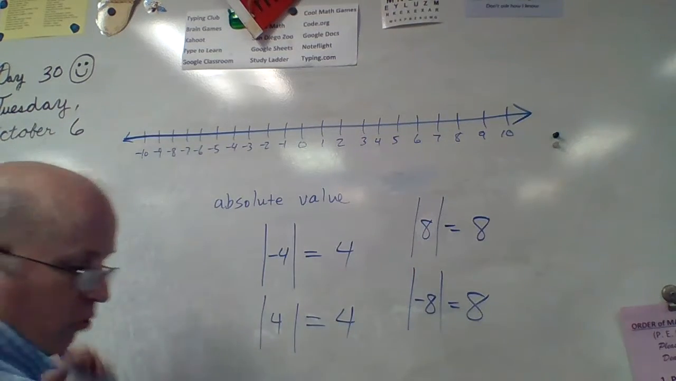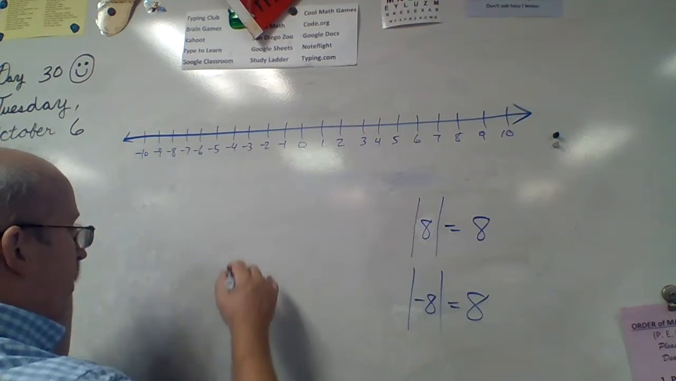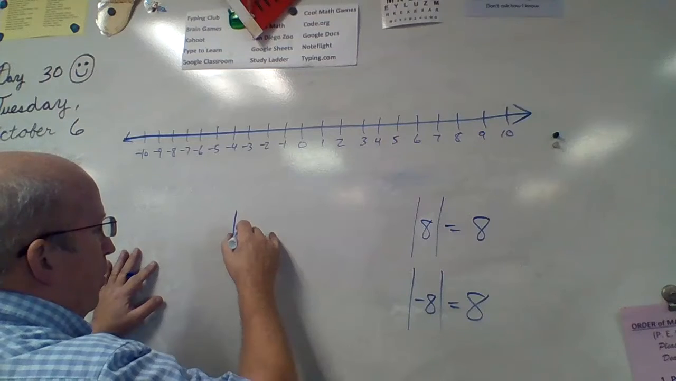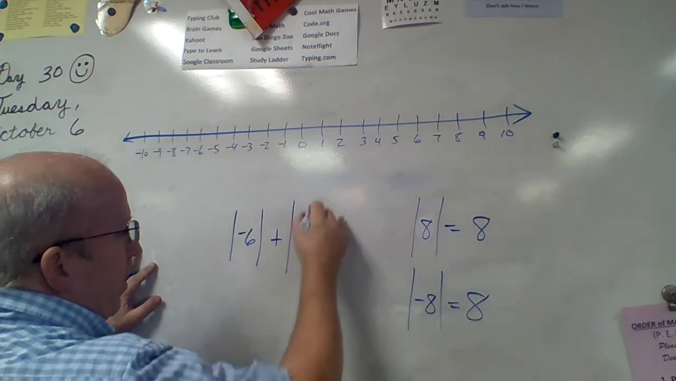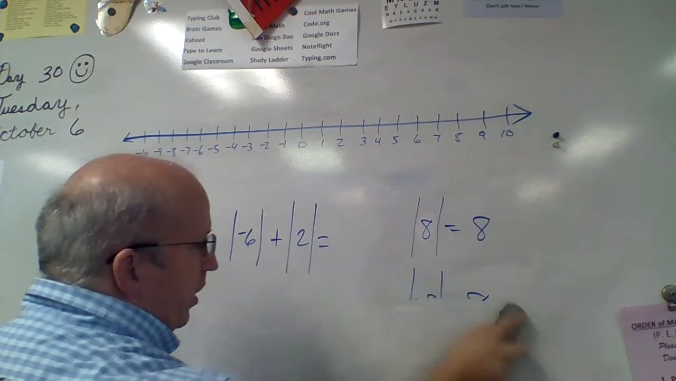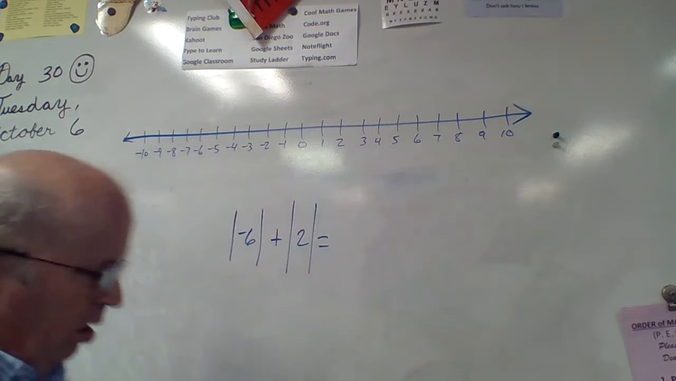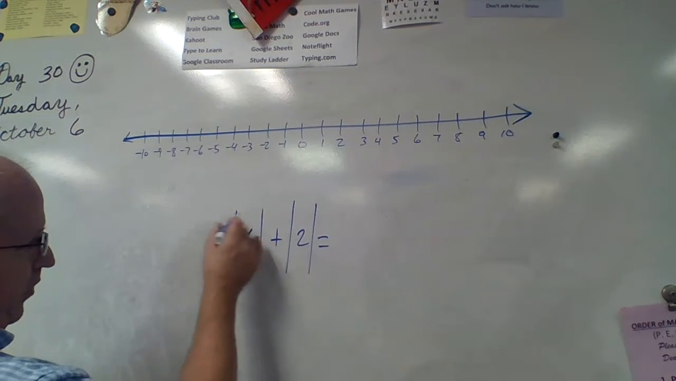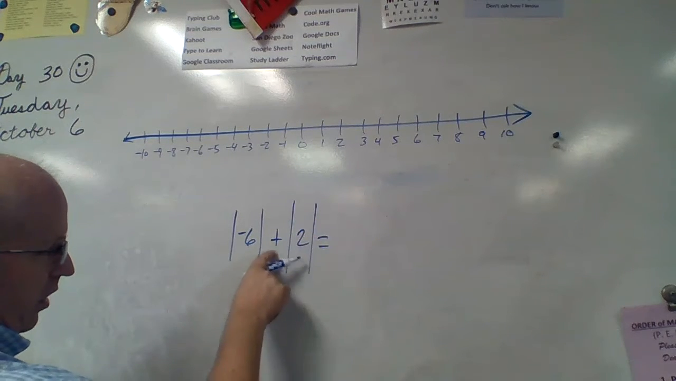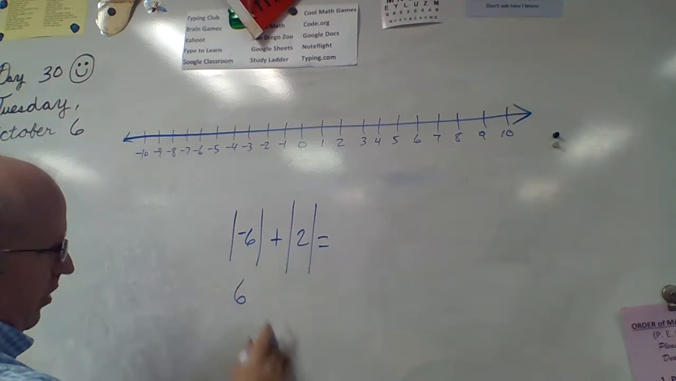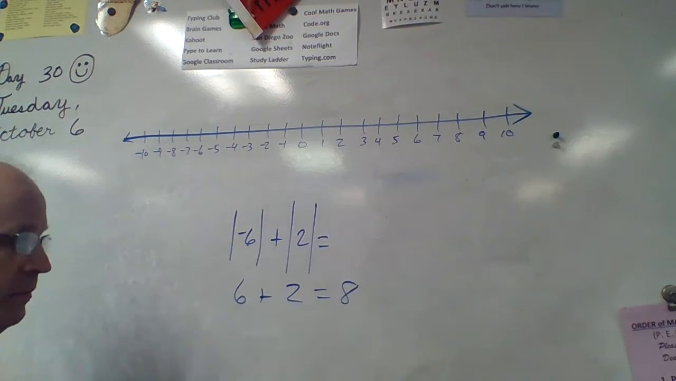Okay. Let's try a math problem for this. What if I put the absolute value of -6 plus the absolute value of positive 2, and I said figure out the answer to that. It's not really that hard. All you got to do is say to yourself, I'm going to figure out what this is first, then I'm going to figure out what this is, and then I'm going to do the adding. So this is 6. This is 2. The answer is 8. Done.